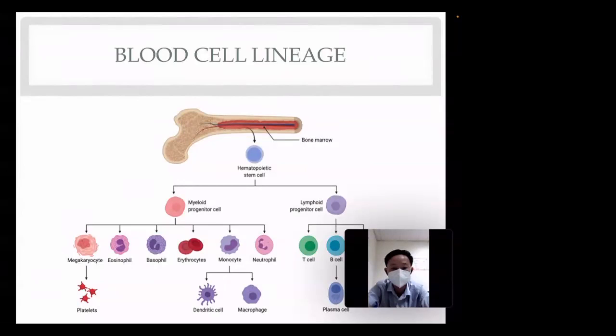So from the myeloid progenitor cells, they will differentiate further into megakaryocytes, which essentially produces our platelets, then our white cells, which includes eosinophils, basophils, monocytes, and also neutrophils, and also our red blood cell, which is the erythrocyte. On the other hand, our lymphoid progenitor cells will produce our T cells, B cells, and also NK cells.